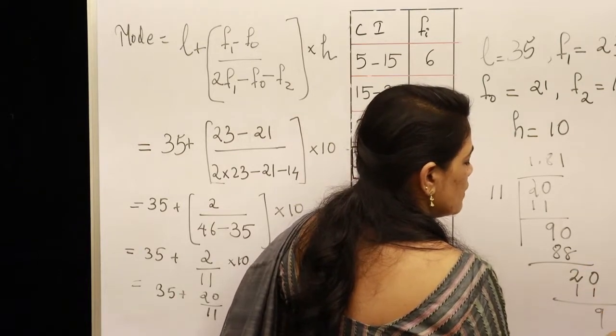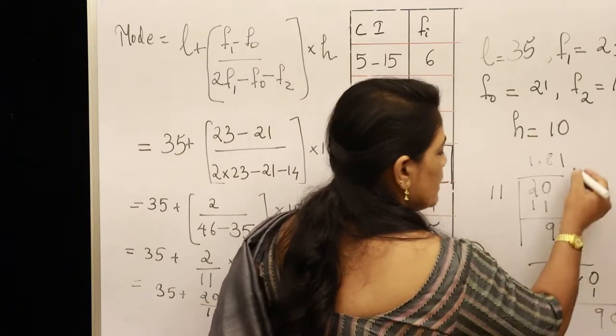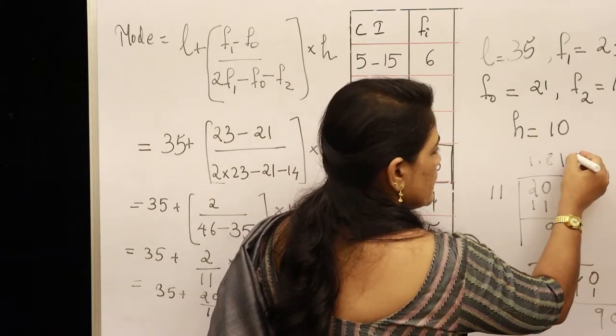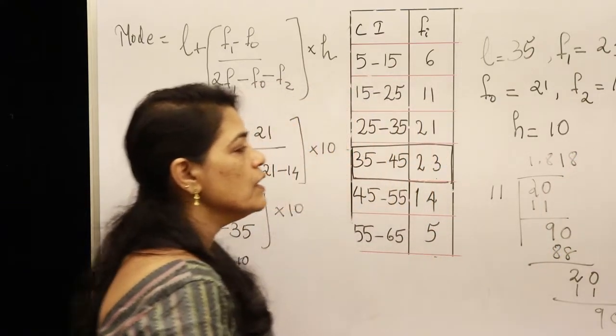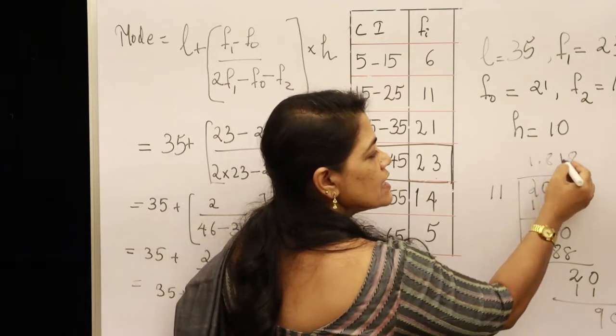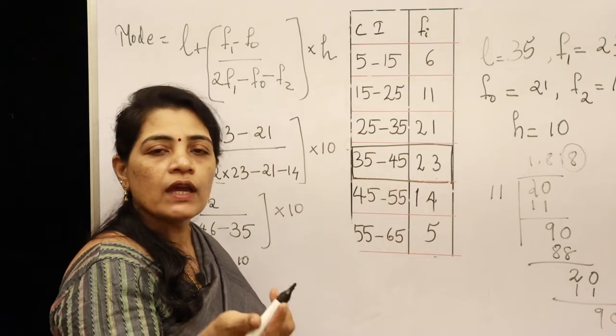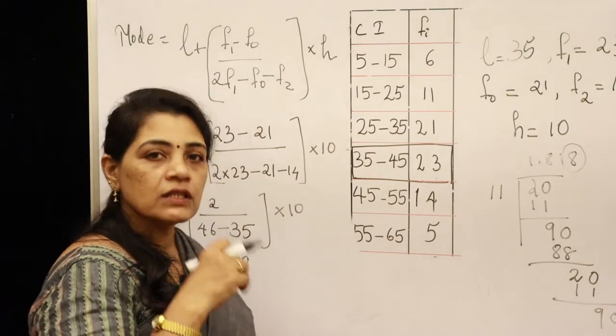Okay, so it is a non-terminating, non-recurring number. In 90, likewise, here you will get again 8, like that. So you can round off that number to two places. Here the third decimal place is 8, which is greater than 5, so one should be added to the second decimal place.